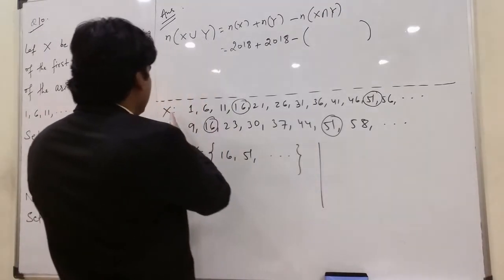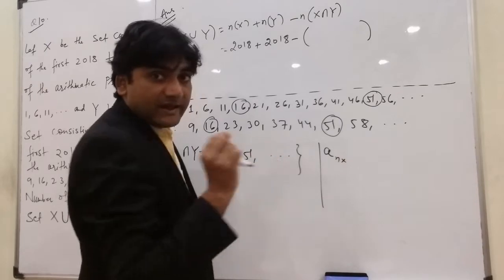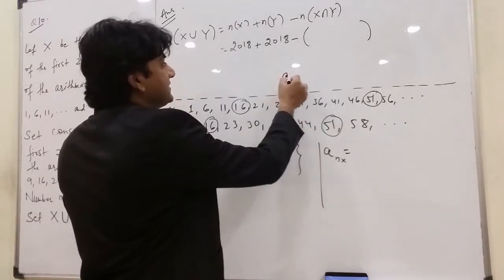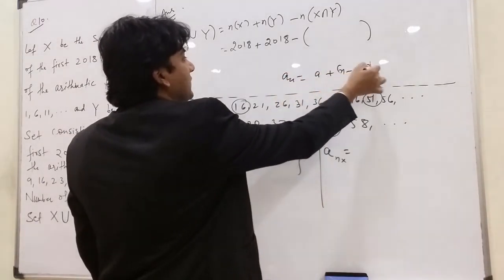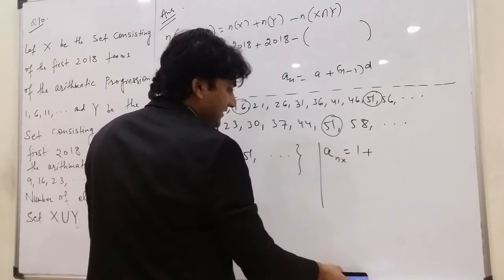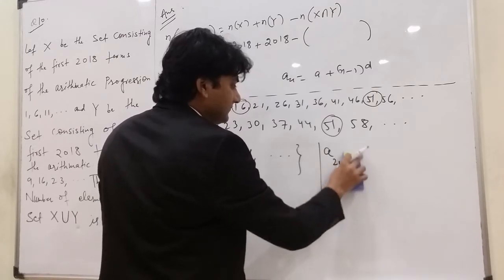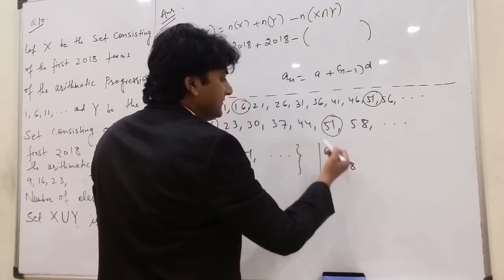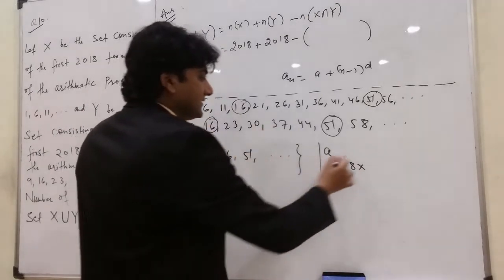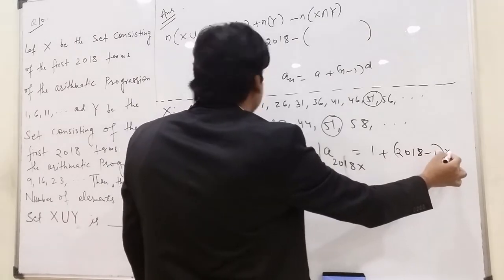Okay. So the nth term of the X set is A plus n minus 1 times d. Generally we have this formula, an equals A plus n minus 1 times d. A means first term, that is 1, plus n is 2018. Actually we need to find A 2018 of X, where X means I am presenting the X set. So this is 1 plus 2018 minus 1 times 5.